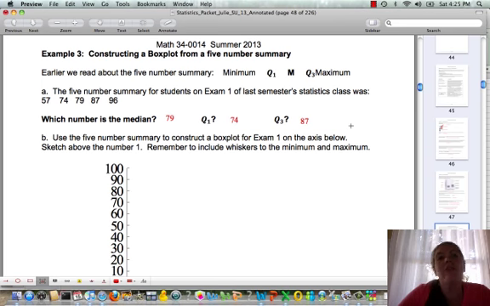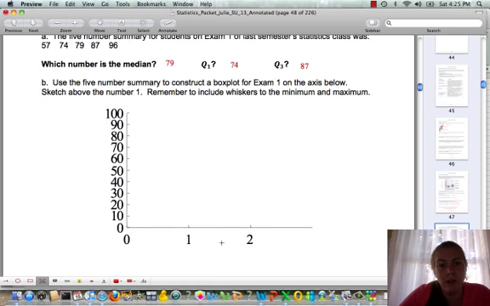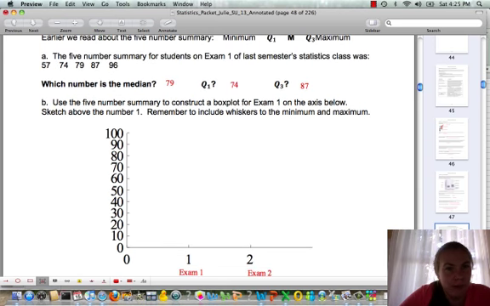So now we're going to use these 5 numbers to construct a box plot, just like we saw in the last example. So the way I set this up down here, this 1 means this is where exam 1 is going to go. And the 2 means this is where exam 2 is going to go, because we're going to construct 2 side-by-side box plots. So for exam 1, I'm going to start with the box. So the box is going to go from quartile 1 to quartile 3, or from 74 to 87.